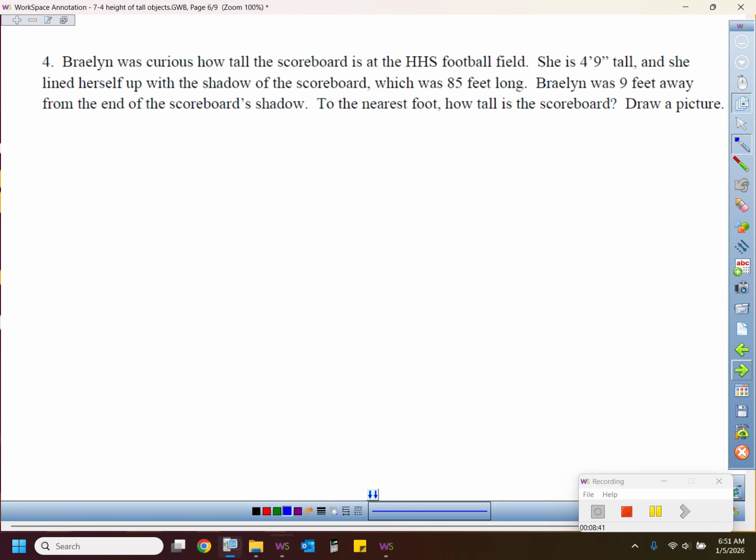Braylon was curious how tall the scoreboard was at the Hayes High football field. She's 4'9" tall and lined herself up with the shadow of the scoreboard, which was 85 feet long. So she's 9 feet away from the end of the scoreboard shadow. To the nearest foot, how tall is the scoreboard? So to draw a picture, once again, do the ground, draw your person, draw your objects.